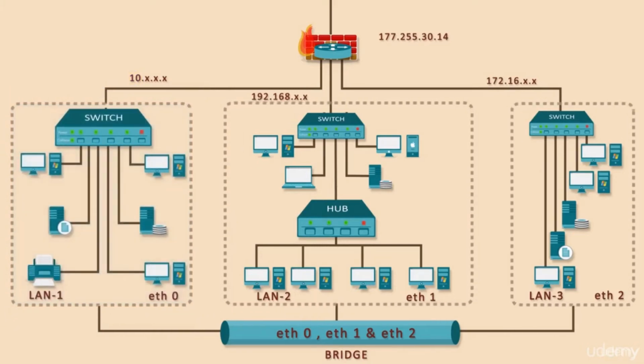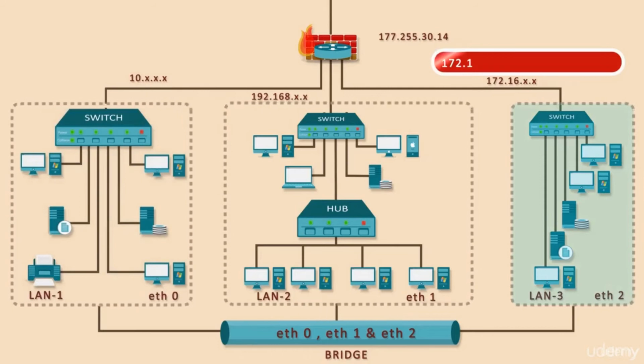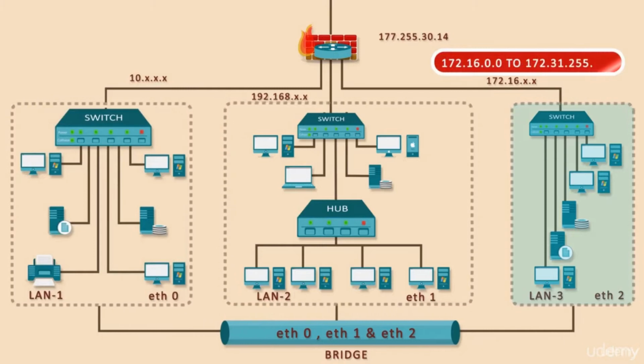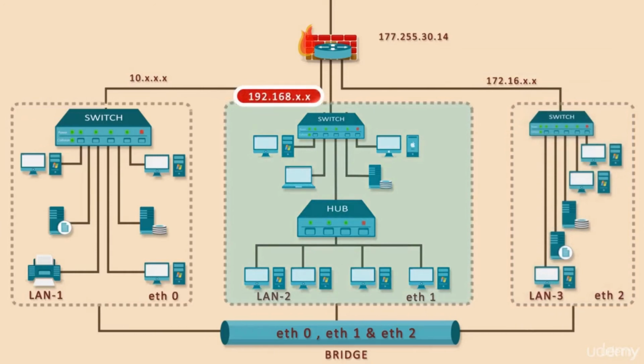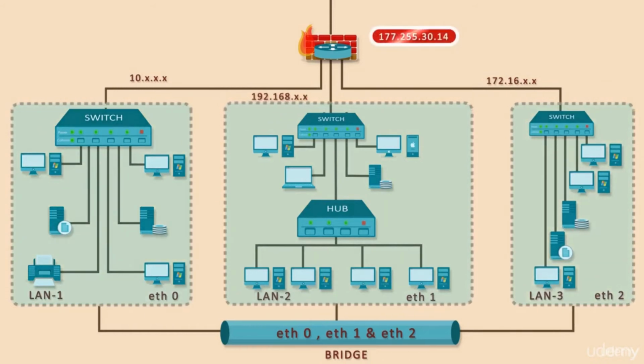The addresses used for subnetting fall under the following series: 10.x.x.x series, 172.16.0.0 to 172.31.255.255 and 192.168.x.x series. When these multiple subnets with a common prefix are combined to form a large network, it is called supernetting.